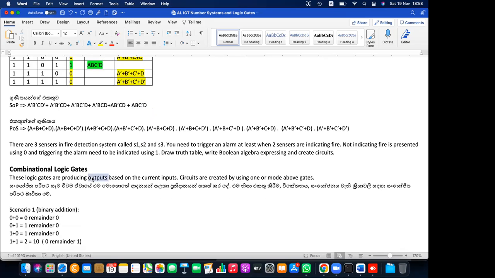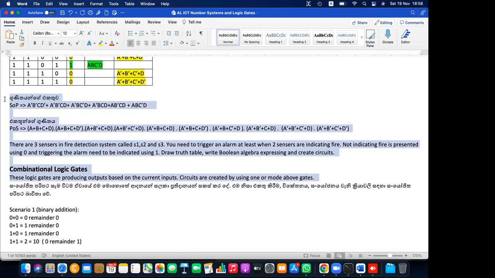So what we have just learned, what we have discussed up to now, are combinational logics. Combinational logic means the output depends on the current inputs. Please write down the highlighted point: the output depends on the current inputs, like this. So these are called combinational logic. But there's another one called sequential logic. After writing down, let's discuss that as well. Let's write down this, please.